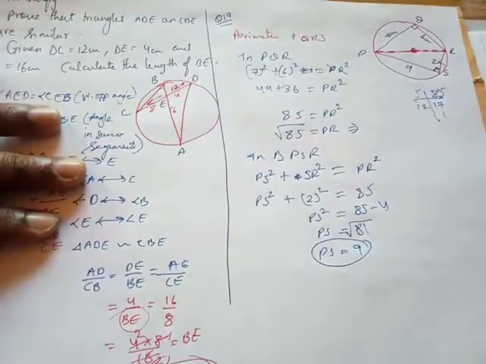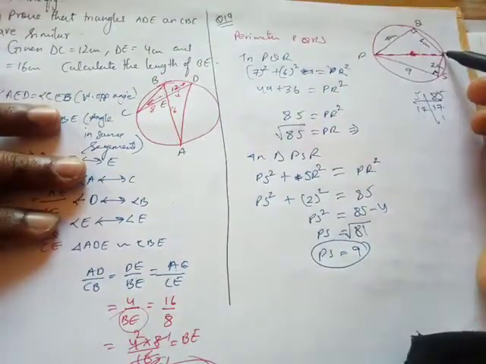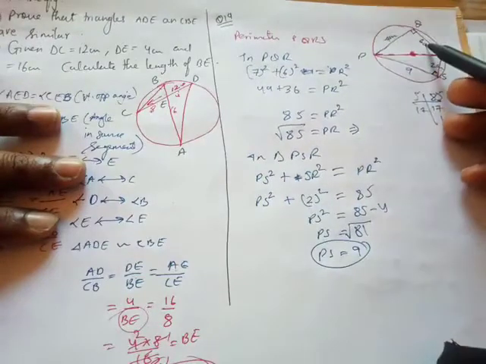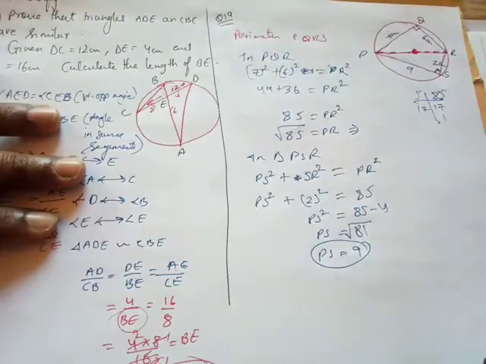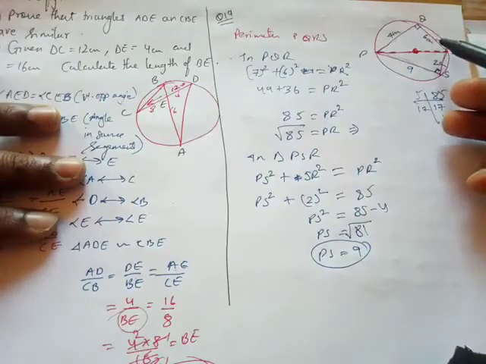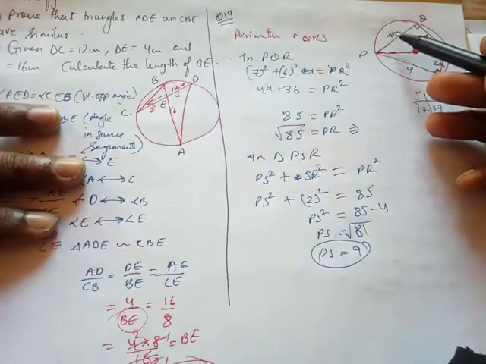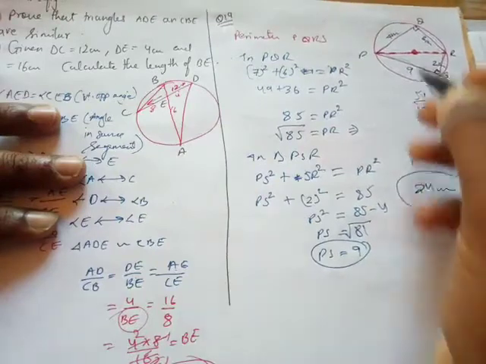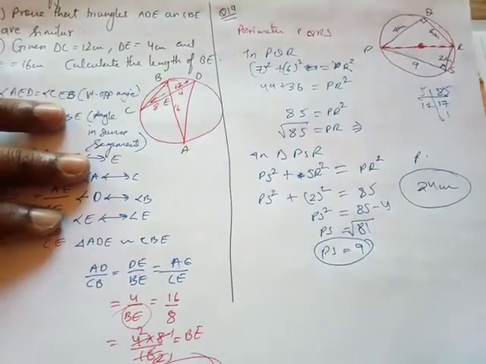Now how to find the perimeter? This plus this plus this plus this equals, that's your answer. So 7 plus 6 plus 2 plus 9. 9 plus 2, that is 11. 11 plus 6, that is 17. 17 plus 7 is 24. So 24 centimeter is the perimeter of the cyclic quadrilateral. That's how you have to find.